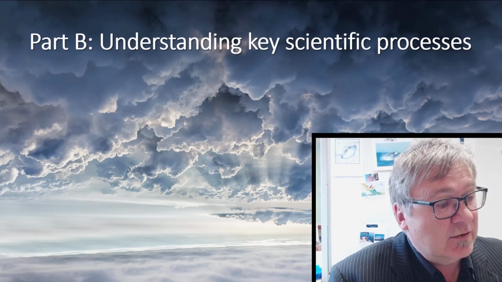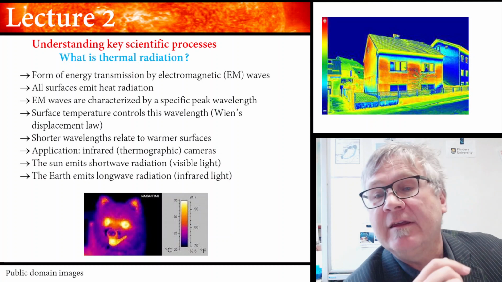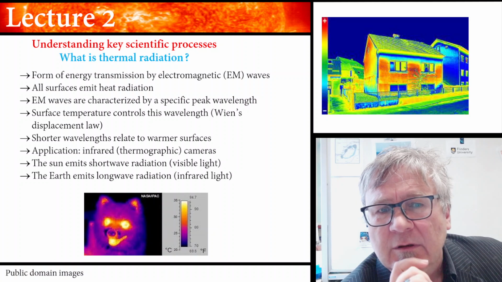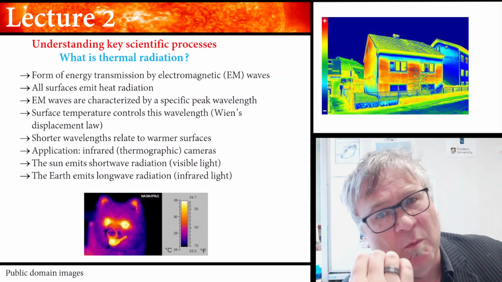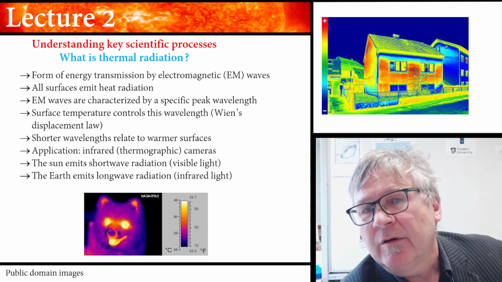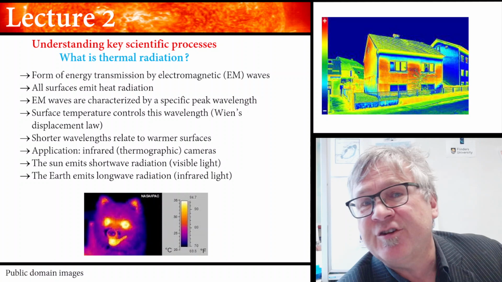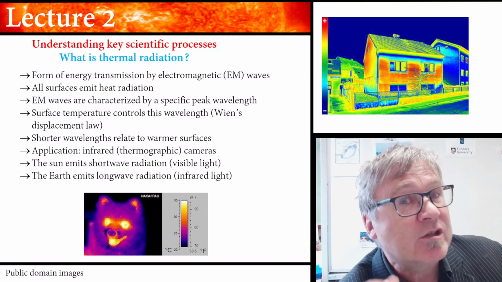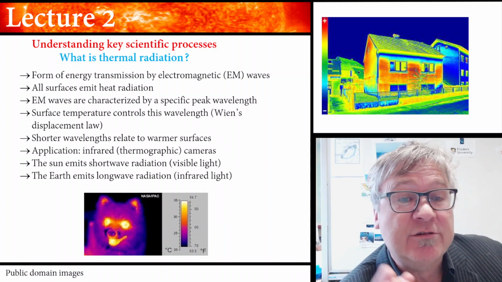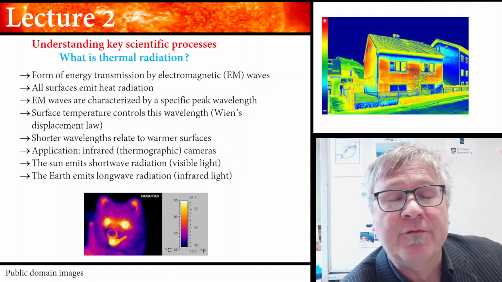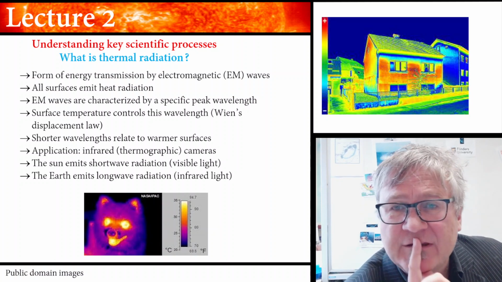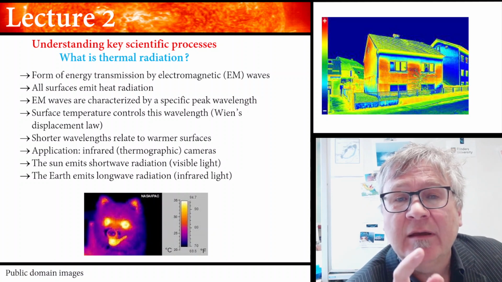Okay, so let us start with thermal radiation. What is thermal radiation? Thermal radiation is a most important part for you to understand how the climate works. The starting point is the radiation that comes from the sun, solar radiation. It's a form of energy transmission by electromagnetic waves, EM waves. And now comes already the key feature. All surfaces emit heat radiation.